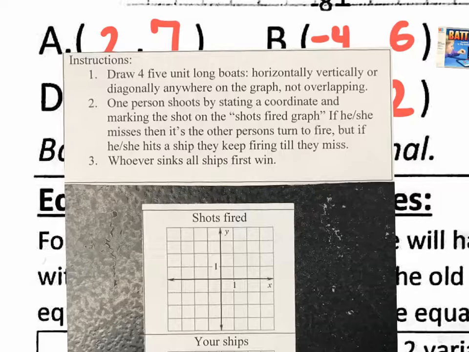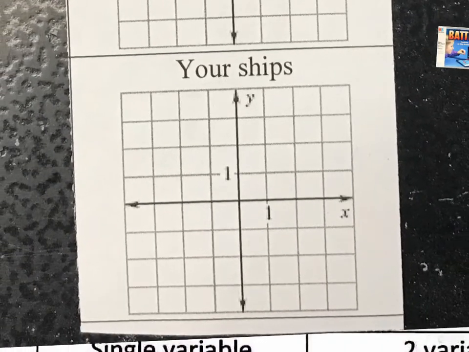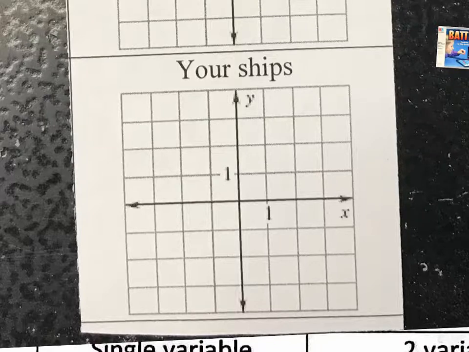Check this out. Do not draw the same one that I'm doing, but down here it says your ships. I want to draw 4 5-unit ships. So I'm going to put 5 dots, 5 coordinates. Check this out. 1, 2, 3, 4, 5. That right there is one ship of mine.